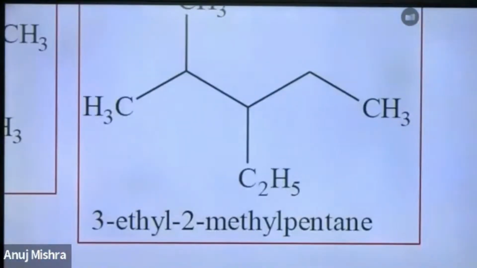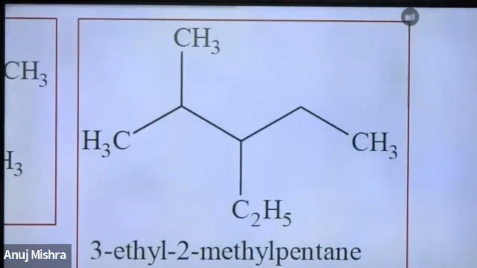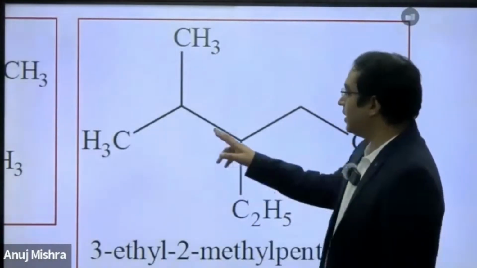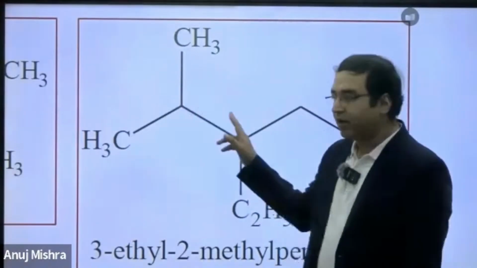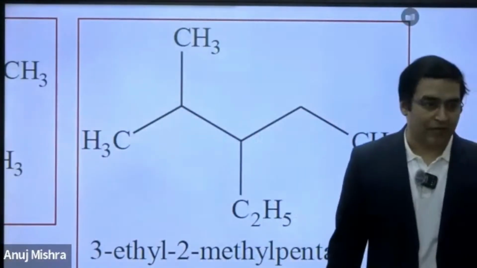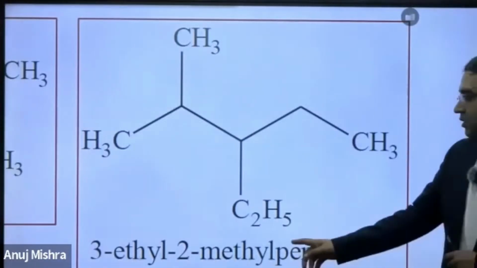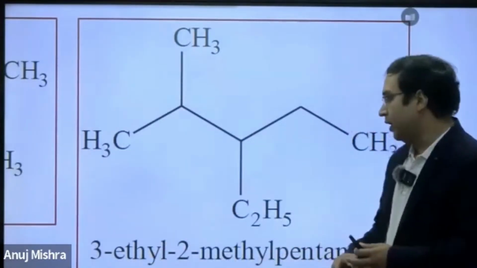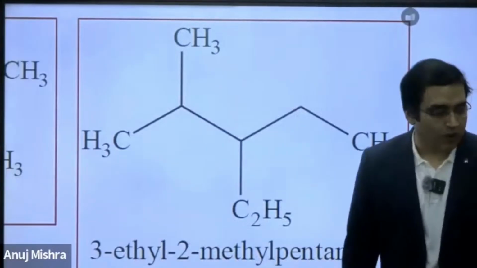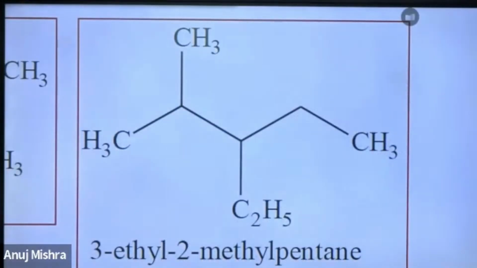Correct answer to this is 3-ethyl 2-methyl pentane. Write it down. 3-ethyl 2-methyl pentane. Why 3-ethyl 2-methyl pentane? Understand, you start from here. Second and third. 2 plus 3 is 5. You said 3-ethyl 4-methyl, which is 3 plus 4, 7. This is just 5. Alphabetically E and then M. I wrote in that order. Can I proceed further?